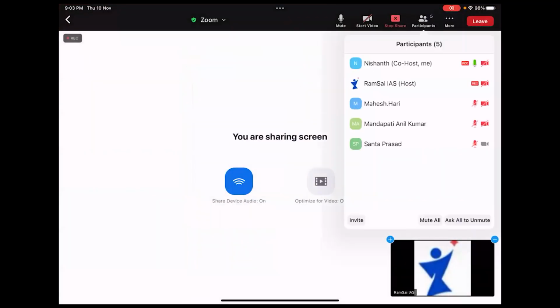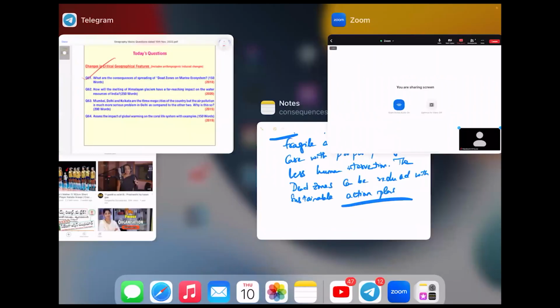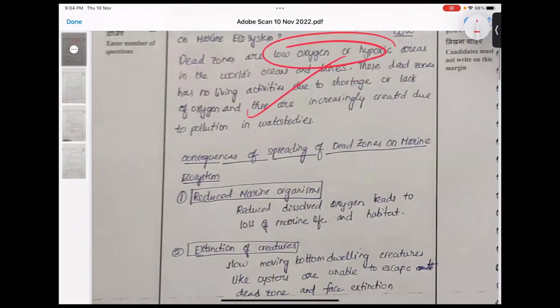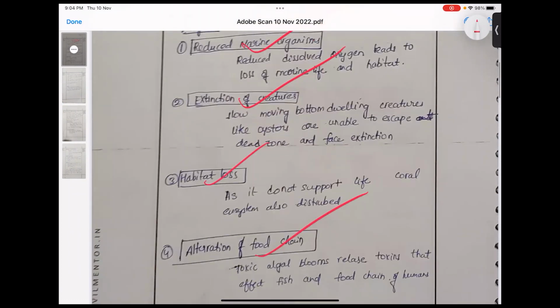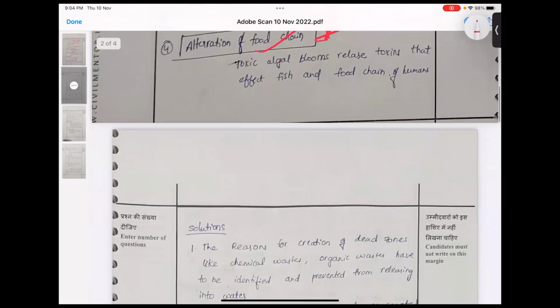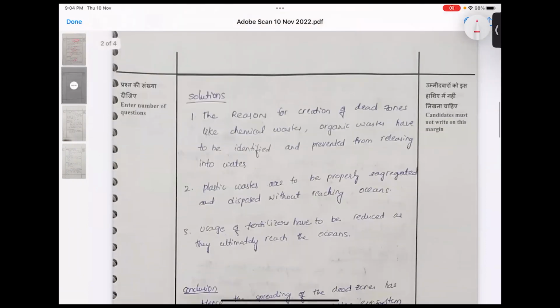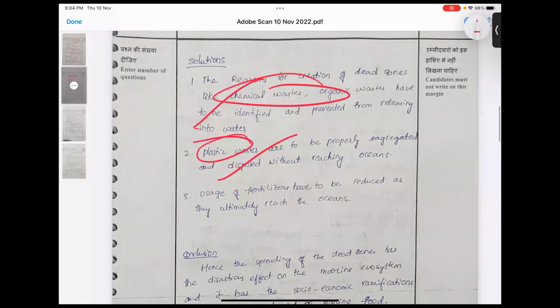Is it clear? Yes, sir. Yeah. So, okay. Reduced marine organisms, extinction of creatures, habitat loss, alteration of food chain. Yeah, food chain also you can mention. It is going to create an impact on food chain. Chemical waste, plastic waste. Yes, plastic waste you can write. Fertilizer discharge.